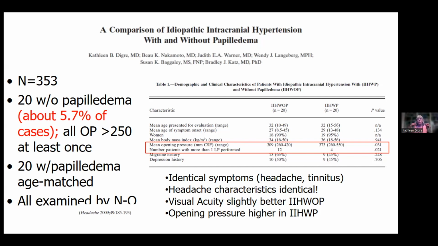Visual function was better without papilledema. The opening pressures were taken many more times. Those people had more than one LP performed to determine how high the pressure was. But we did find that the pressure with papilledema was much higher, up into the 500 range. So you can see that it's very similar, but it's not very common to have it without papilledema.